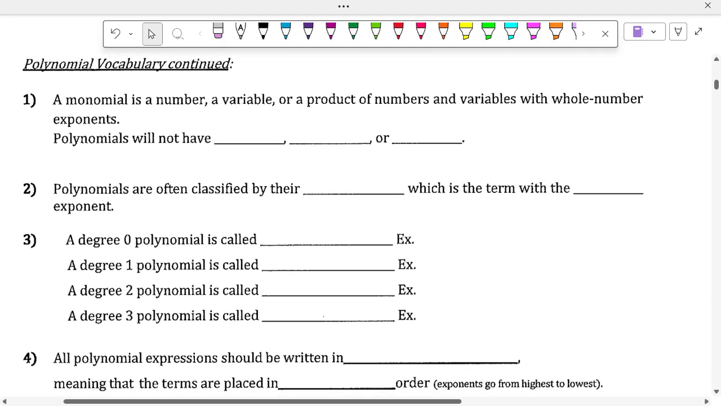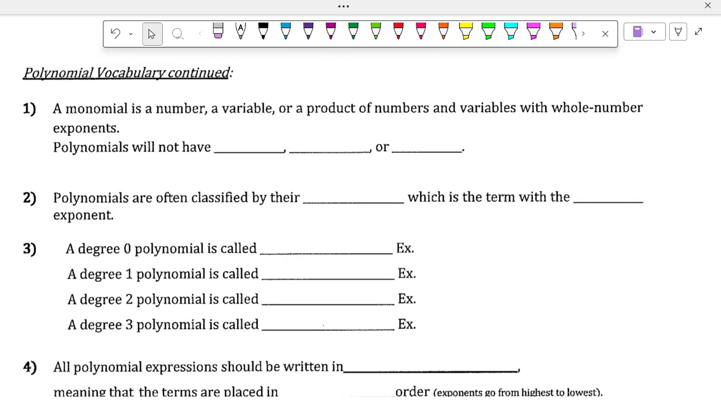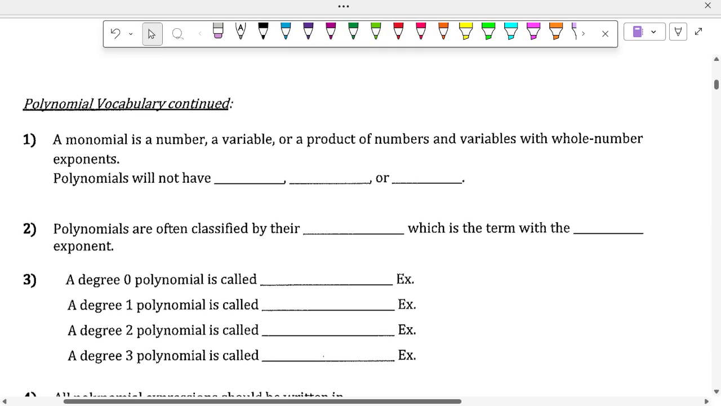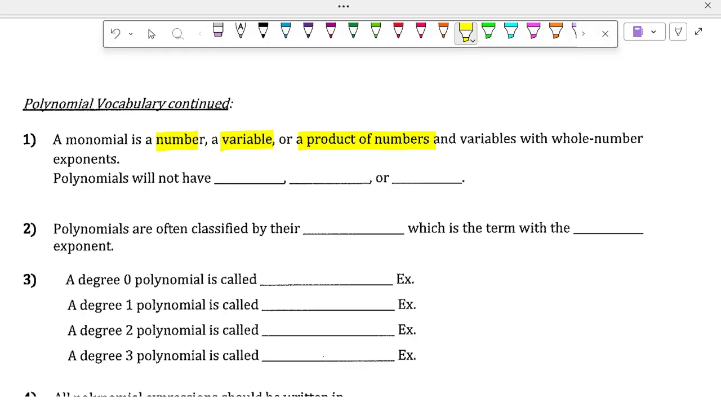Now, some more vocabulary with polynomials. A monomial is a number, a variable, or a product of numbers and variables with whole number exponents.